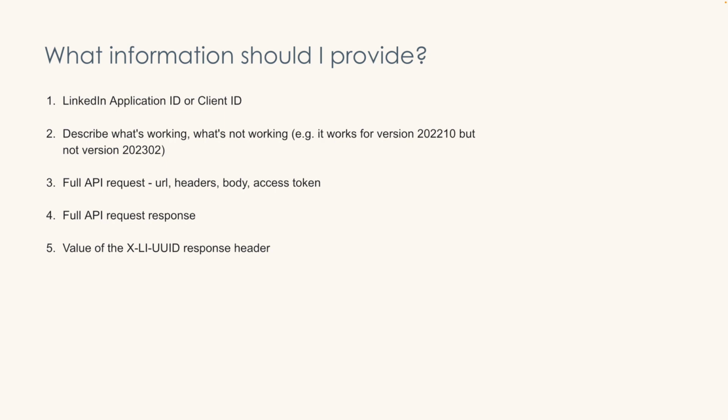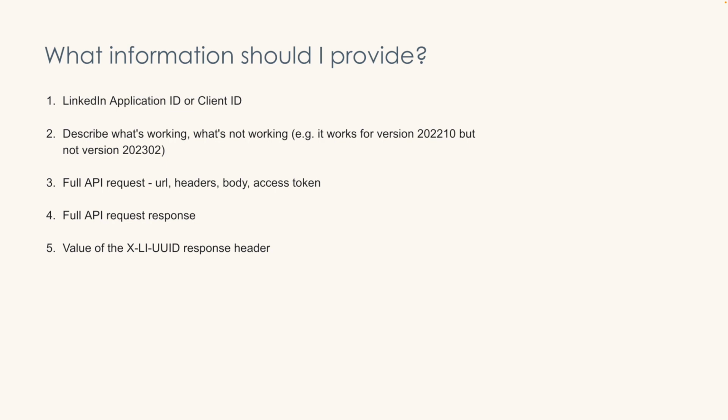This is going to help the API support engineer to best troubleshoot and pinpoint what the problem is. So an example is you can state, I'm trying to make this API request in version 2022.10 and it's working just fine, but it's failing in version 2023.02.